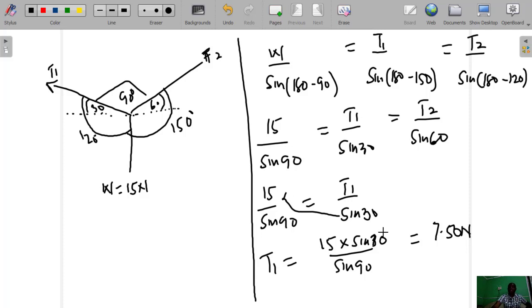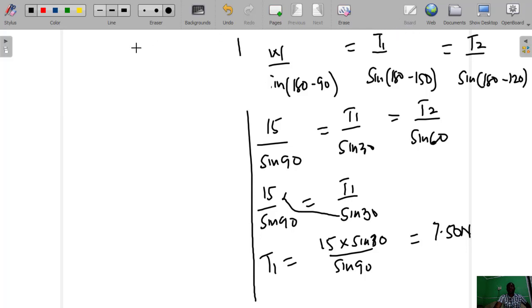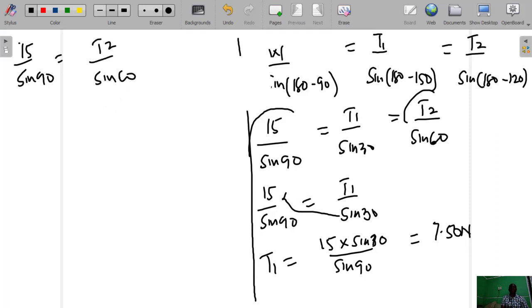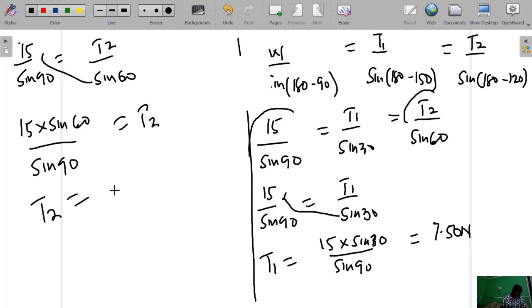Good. So let's look for T2. We are going to equate this one to this one. So we have 15 over sine 90 is equal to T2 over sine 60. So cross multiply to get T2. So 15 times sine 60 over sine 90 will give us T2. So T2 is equal to 12.99 Newton. So we have found the two tensions. Good, we'll continue with the rest of them. So learn them and you'll be able to do more.